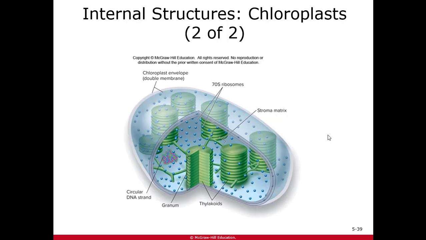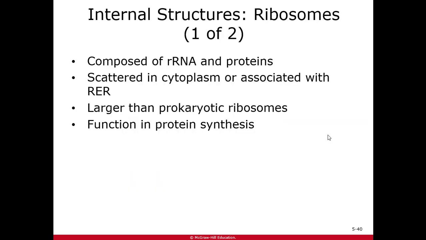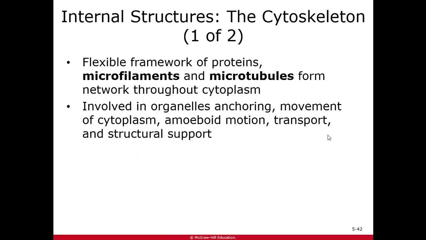Ribosomes are found in both prokaryotic cells and eukaryotic cells. The only big difference is that eukaryotic ribosomes are a little bigger, but they still function the same. They make proteins. The cytoskeleton helps move things around in the cell and helps the cell, especially with its shape during cell division.